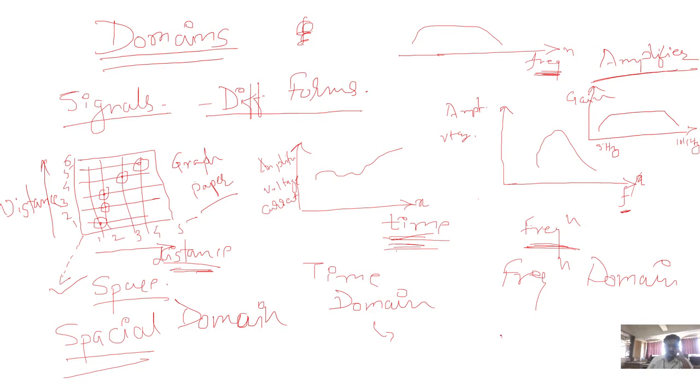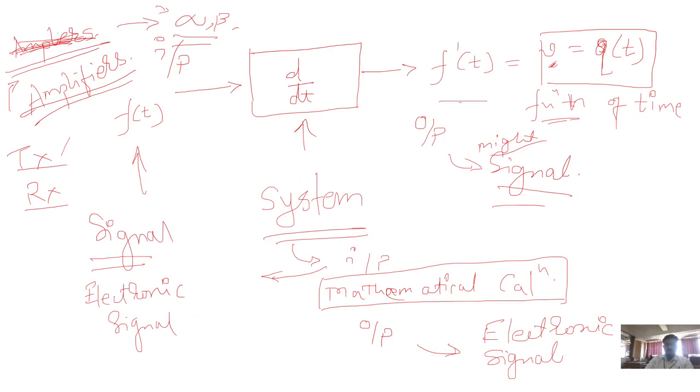Understand here, the signal is not changing. Only the representation is changing. You need to keep this in mind: the signal is not changing, the representation of that signal is changing. So this was the representation of signal that we have seen. Then we went to systems. What is a system, that we had seen.